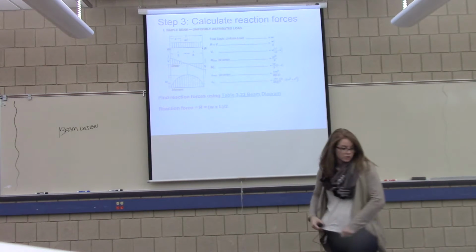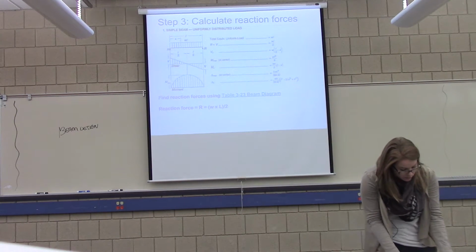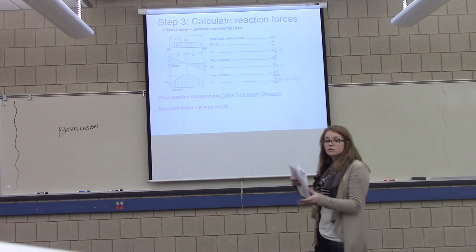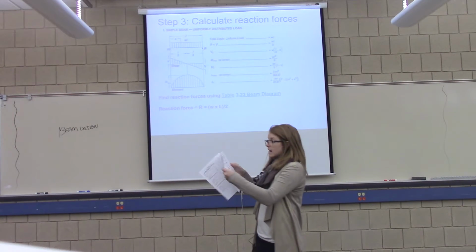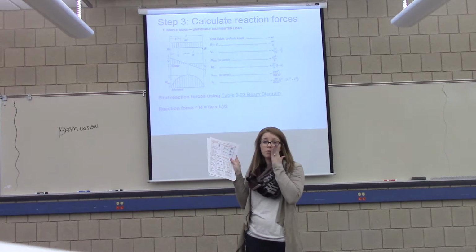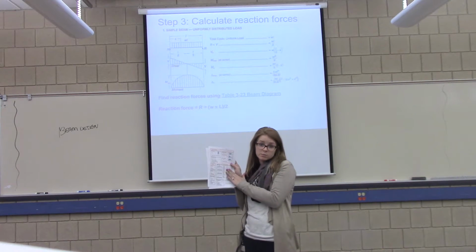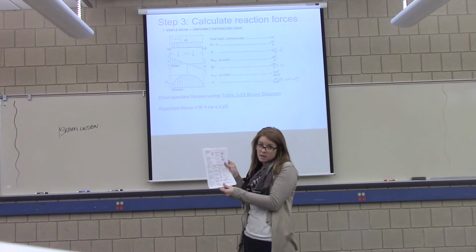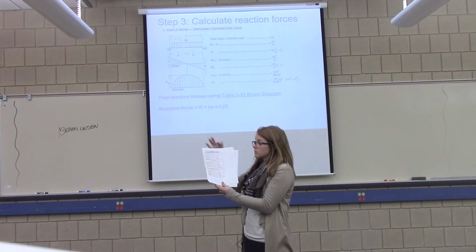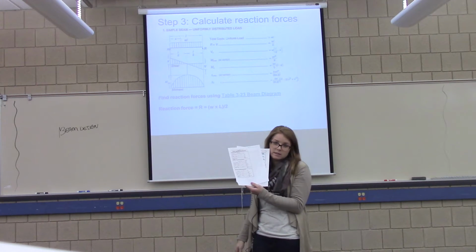So what we're going to use is our cheat sheet. You could either use table 323 or your formula sheet. I wanted to give you both. The formula sheet will help you on the end of course assessment, so you know where it is. It's the same thing, but this table gives you a little bit more information.